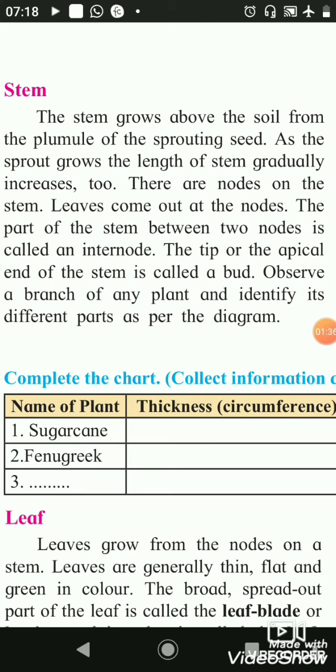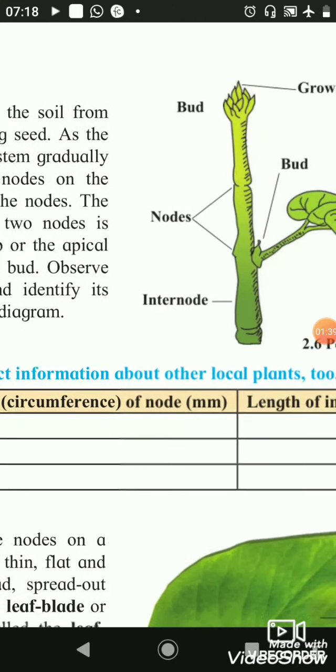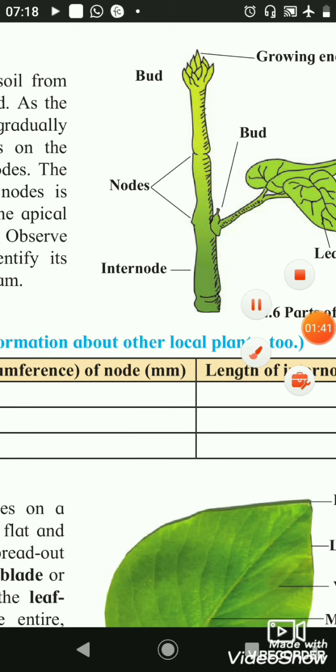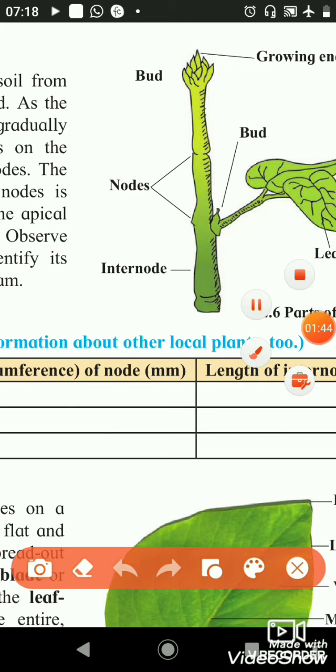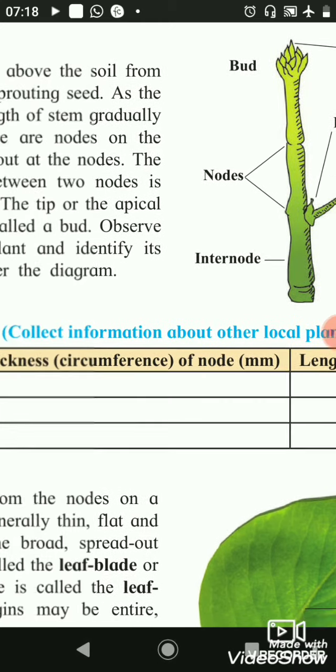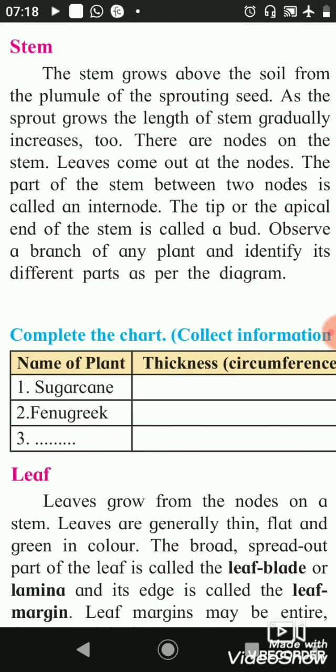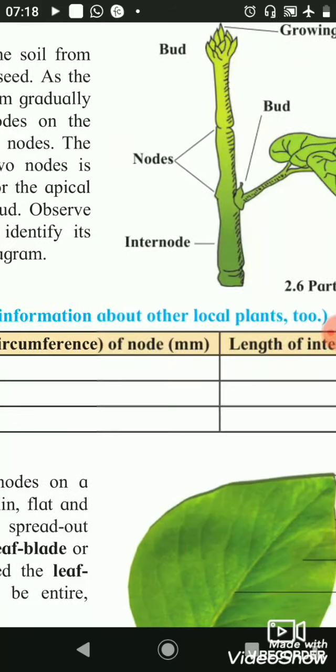There are nodes on the stem. Look here, I will mark. There are nodes on the stem. Look here, these small tiny swollen, binding-type parts are called nodes.